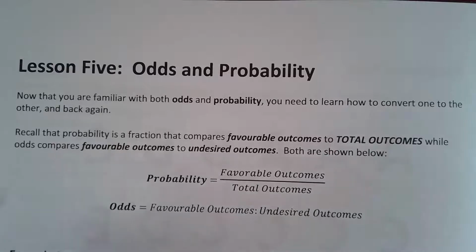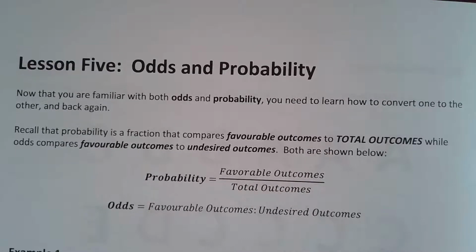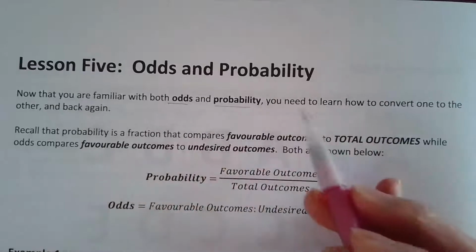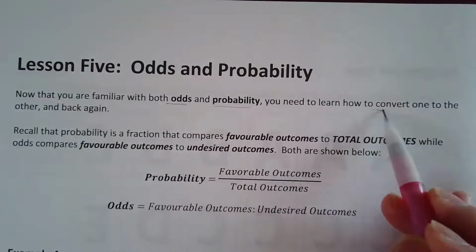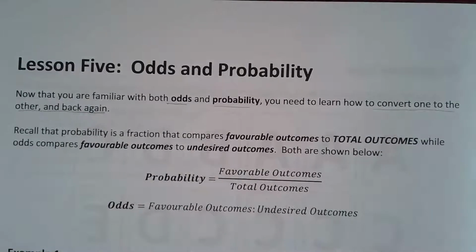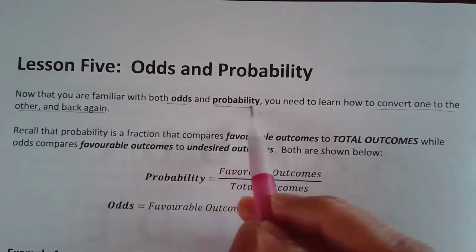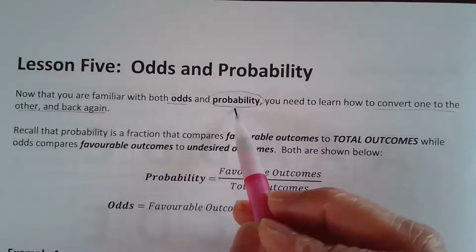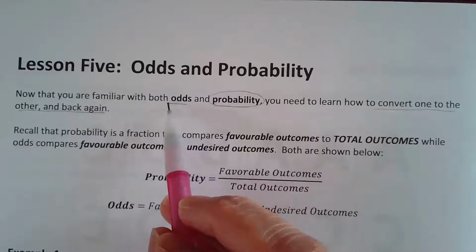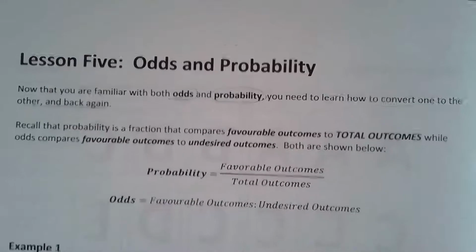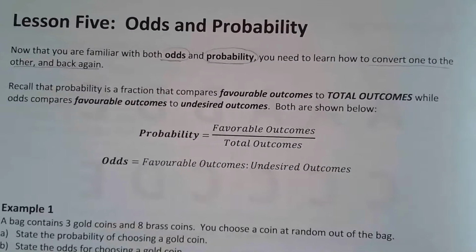So today, let's just dive right into this one. Now that we are familiar with both odds and probability, we are going to learn how to convert from one to the other and back. So we started off talking about probability, and this is how we started it in lesson 1 and lesson 2. And then yesterday, lesson 4, we talked about odds. So we're going to go back and forth between these two.